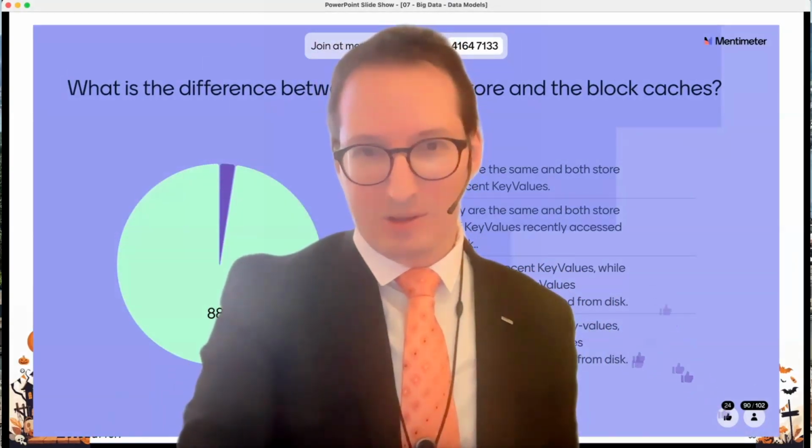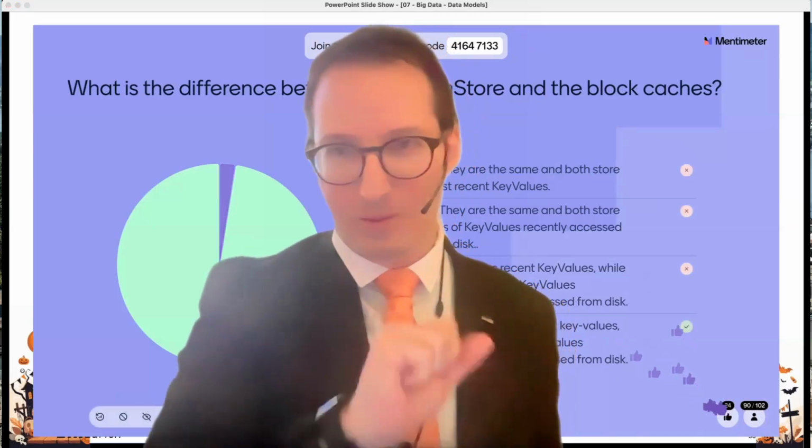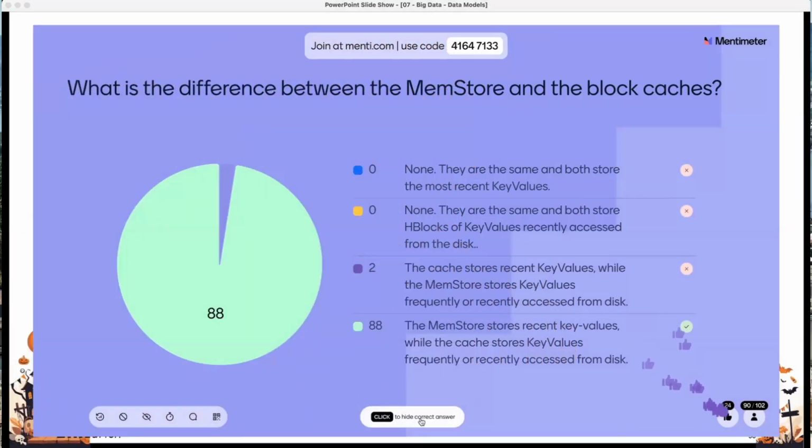And it turns out that the majority is correct, because if I show the correct answer, it is the fourth one. So indeed, the mem store is where you accumulate the new key values. When users do things in HBase, they delete, they insert, they update. So we just accumulate key values in the mem store, and then we flush them.